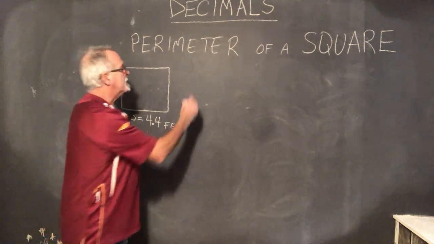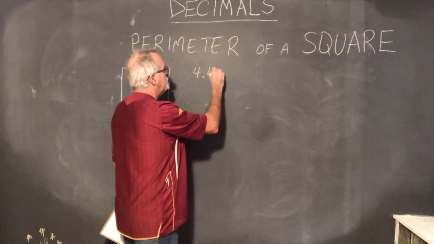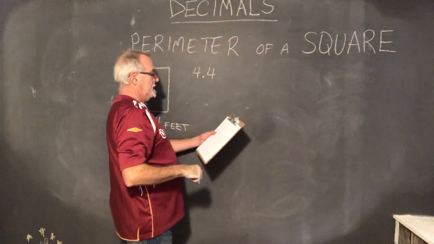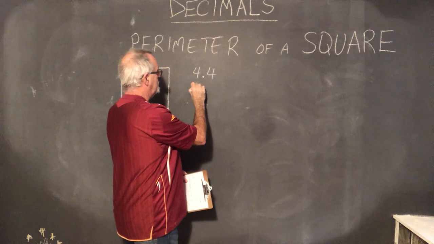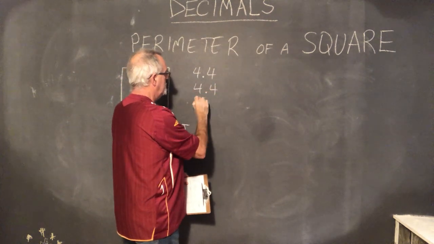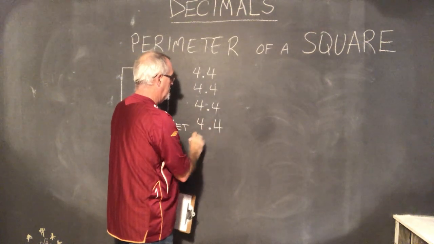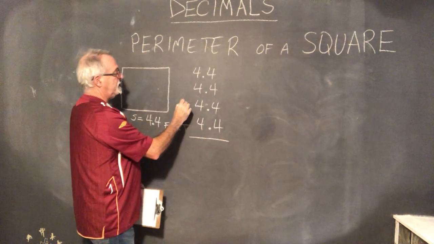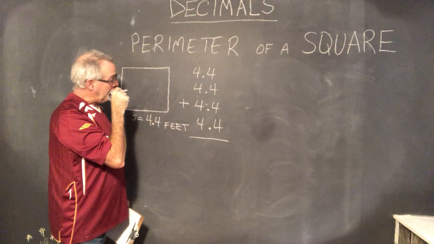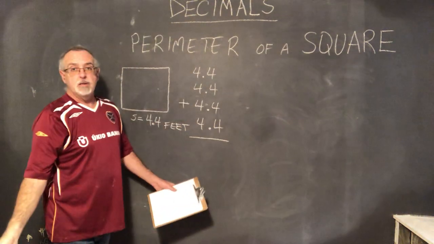We could solve it this way. 4.4 plus 4.4. Oh, I'll do it this way. Plus 4.4 plus 4.4 plus 4.4. Just have enough room to put that. I'll put my plus symbol here. We're adding these. It's one way of answering it.